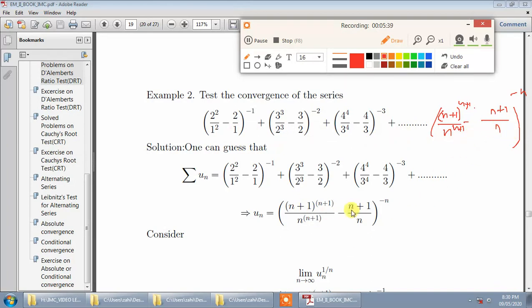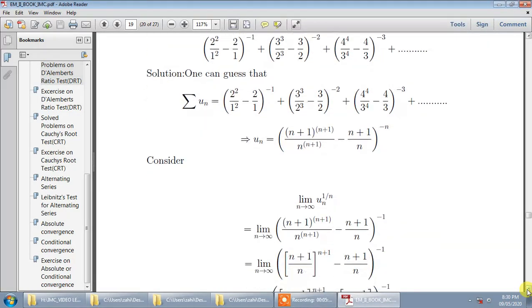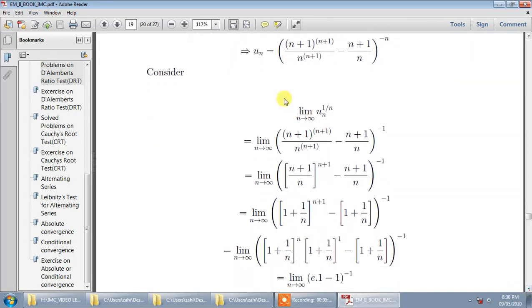Okay, now let us take the value of un separately. So what is un? So this is your un. Okay, it is typed nicely, and I have written un like this. And now let us use your Cauchy test. Okay, Cauchy root test. Now, if I take limit n tends to infinity un raised to 1 by n, okay, n and 1 by n will cancel each other, leaving you only minus 1 over here. And inside the bracket we have n plus 1 raised to n plus 1 divided by n raised to n plus 1 minus n plus 1 divided by n.